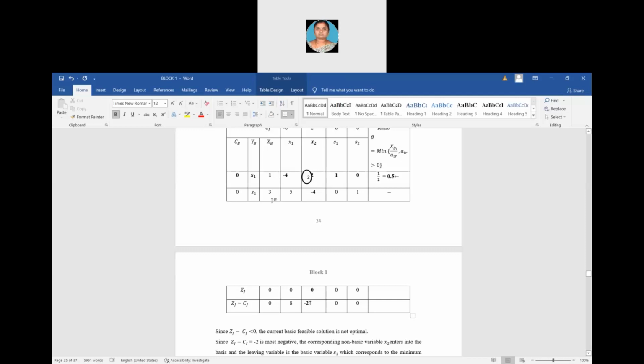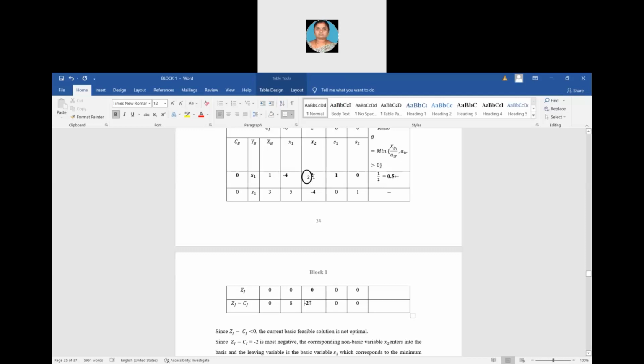But actually, we won't be taking any negative value. So only positive values are allowed there. So 2 divided by 1 is 0.5. So 0.5 means you have to match this 2. That is minus 2 and 0.5, where it is intersecting, this place is the intersection part. So you have to take the 2 as the pivot element.